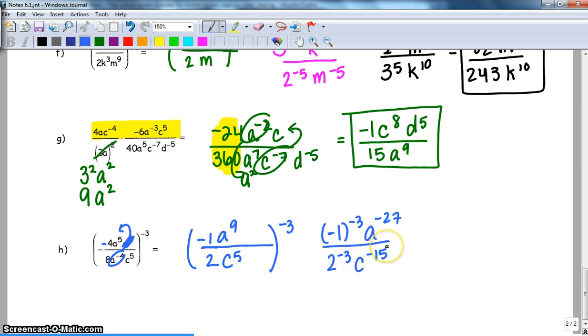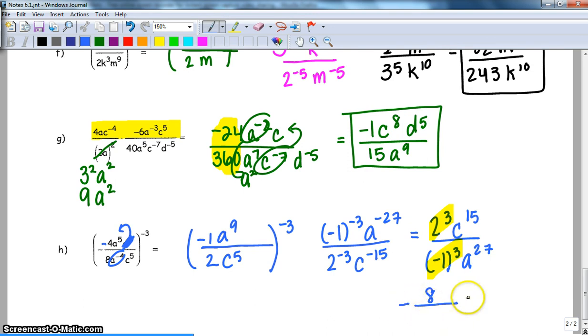Okay, multiplying our exponents. All of them are negative, so they will flip-flop. And remember, when they flip-flop, we have positive exponents now. And that means your final step is just to evaluate your numbers. So 2 to the 3rd is 8. Negative 1 to the 3rd is negative 1. So I'll just bring the negative out front. And there you go.